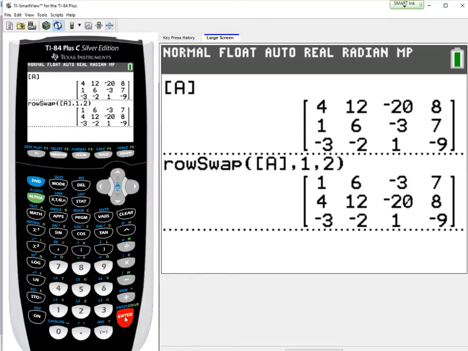Wait, mine didn't do that. Hold on. Don't say anything, be quiet. I see it. Wait, we go to math. Wait, we go to second matrix. Math. Row swap. Hold on. I'm trying to figure this out. Okay?